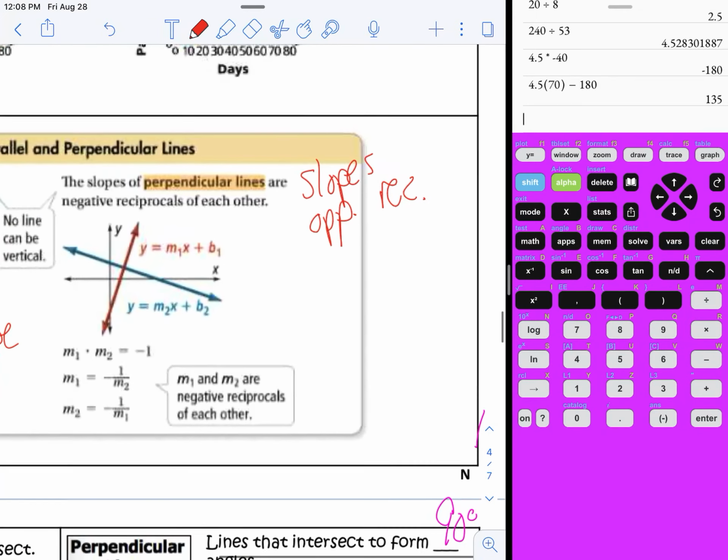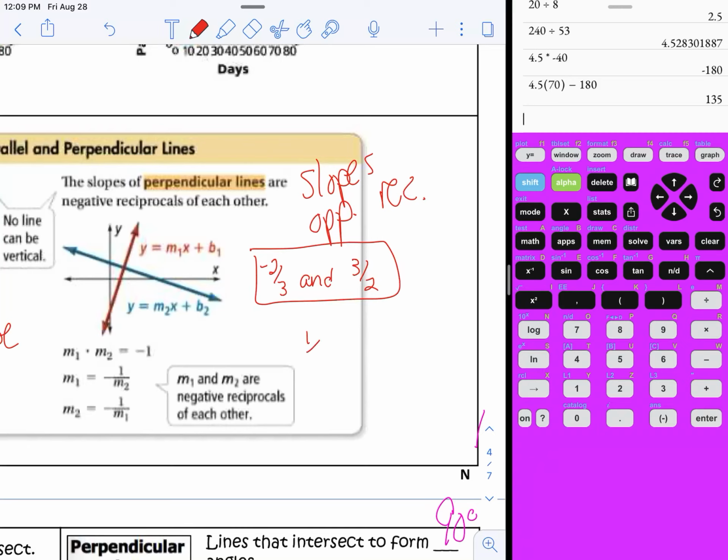Or negative reciprocals. I like the opposite reciprocals. So let me just give you a couple of examples real fast. Negative 2/3 and positive 3/2 are opposite reciprocals. Okay, and I don't even care about their y-intercepts. Their y-intercepts can be the same. I don't care. It's the slopes we worry about.